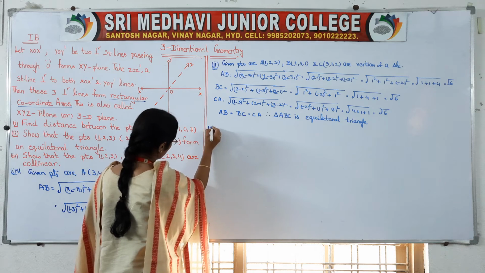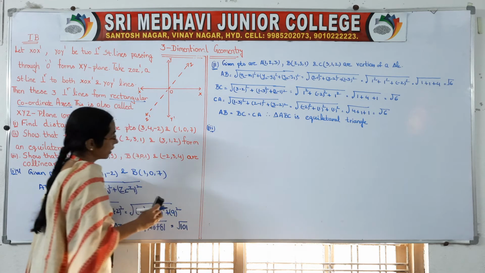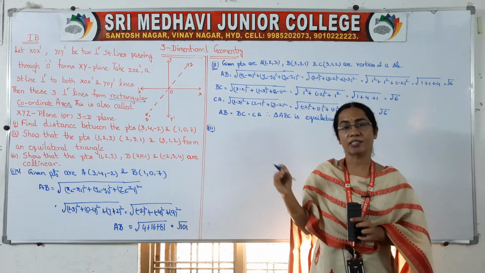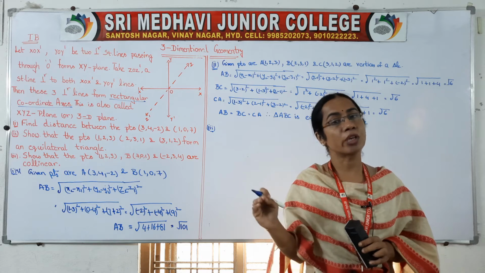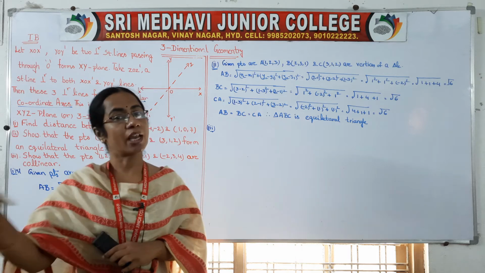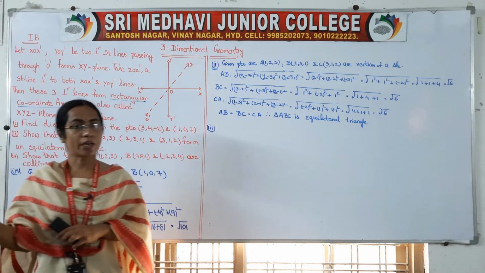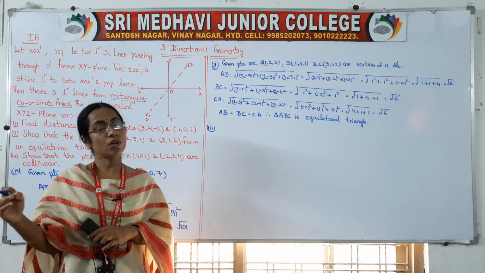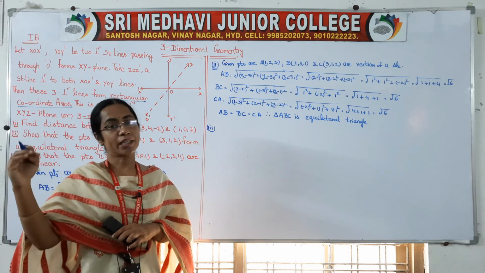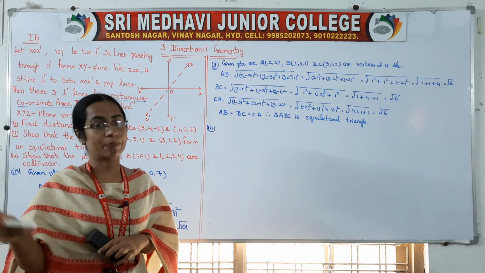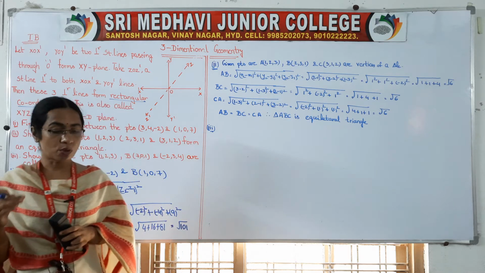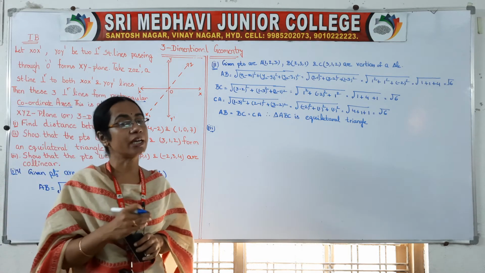So now come to the meaning of collinear. Collinear means the points which lie on the same line are called collinear points. So what is the condition to prove the 3 points are collinear points?